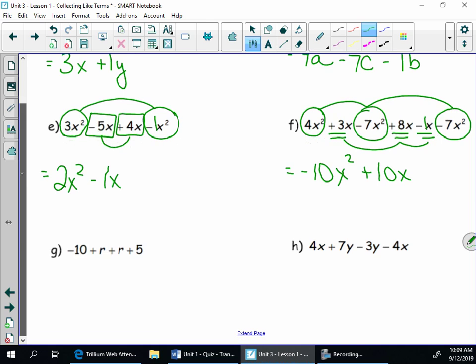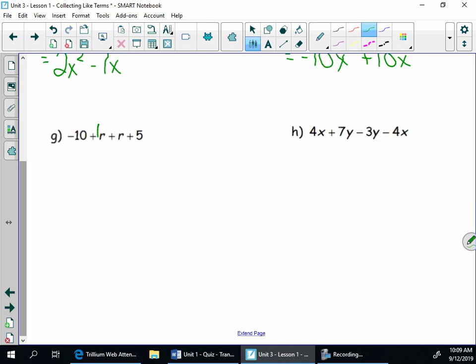We'll try G. G, I got some things with no numbers in front. Let's put the number there to remind ourselves. Okay, negative 10, that's a number, just a number. You can go with just the other number. Negative 10 and positive 5 makes negative 5. And in the middle here, 1r and 1r makes 2 r's. All done.